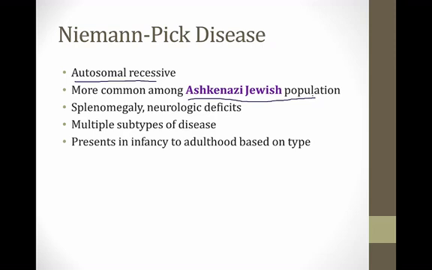Also, like Gaucher's disease, it can result in splenomegaly, but what makes it different from Gaucher's disease is that neurologic deficits are the norm. In Gaucher's disease, they only occur in rare variants, not the most common type. In Niemann-Pick disease, neurologic deficits are much more common. There are multiple subtypes of the disease, and the severity can range from mild to very severe, and it can present anywhere from infancy to adulthood based on the type of disease that the child or the adult has.